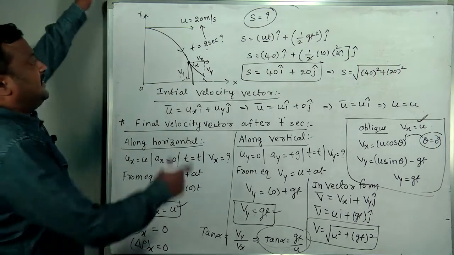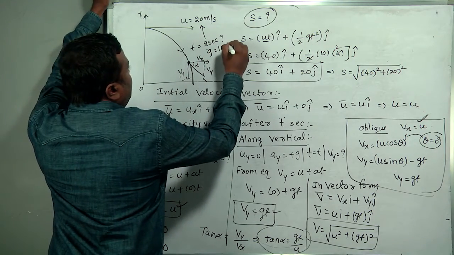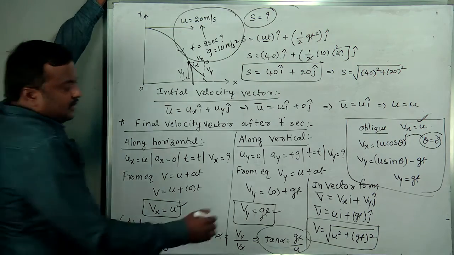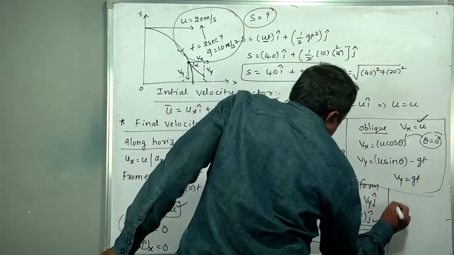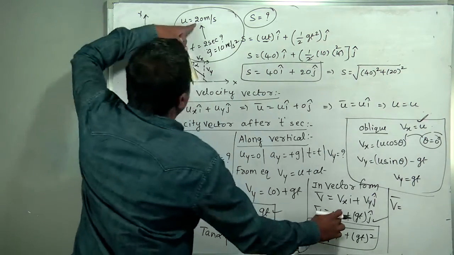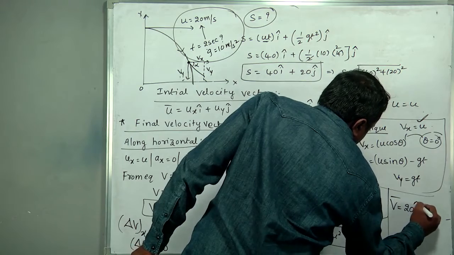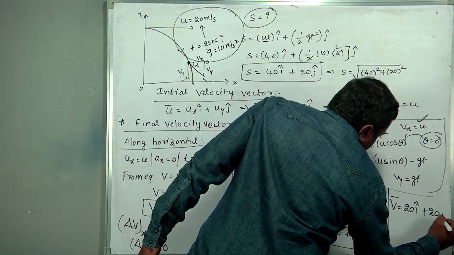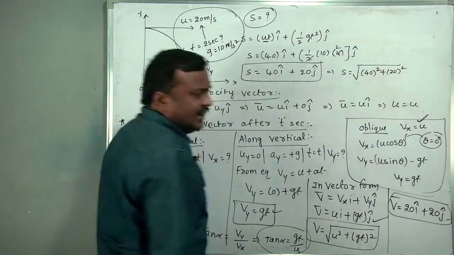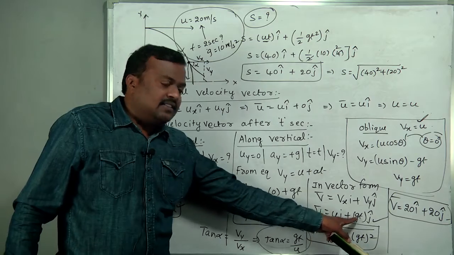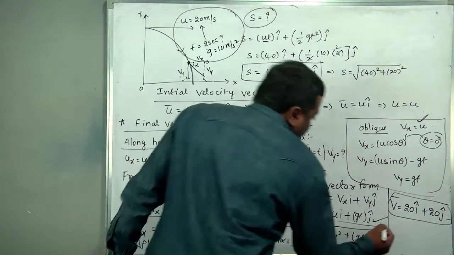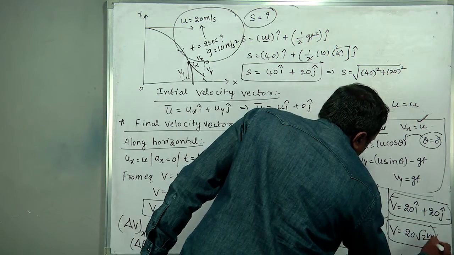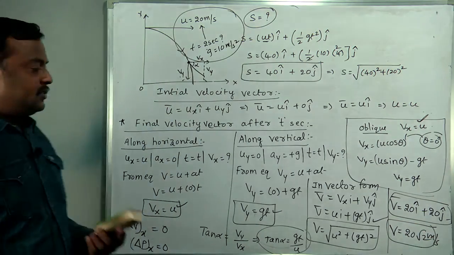Okay. For this same example, you see g equal to 10 meter per second square. For this same example, what is the final velocity vector? He asked. Same example, v bar equal to u i cap plus gt j cap. U what it is? 20 i cap plus g value 10, t is 2, so 20 j cap. Final velocity vector. Then its magnitude we get 20 root 2 meter per second, from 20 square plus 20 square.